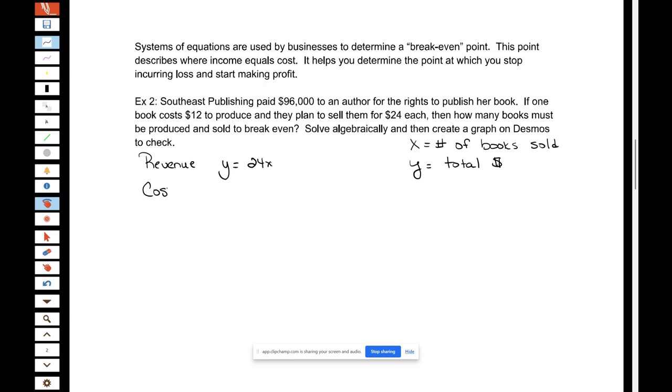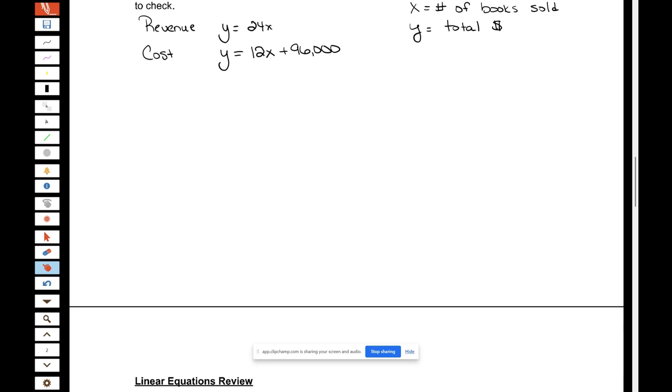The cost equation, well, they pay $96,000 to the author for the rights, and each book costs them $12 to produce. So to produce the books, they're spending $12 for each book, plus the $96,000 that they gave to the author to get the rights to the book. So to find the point at which they would break even, we will use the substitution method because they're both equal to y, or transitive, they're equal to each other.